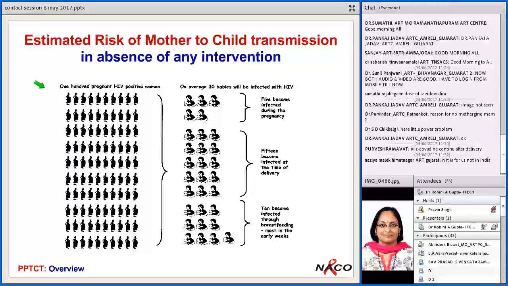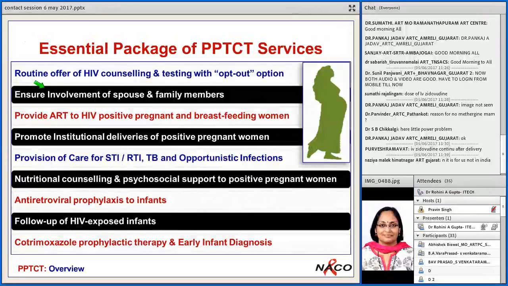So these are the reasons why we insist that it should be an institutional delivery, so that the baby can be given ARV prophylaxis, because the highest risk is during delivery. ARV prophylaxis given to the baby is very important, and this is the reason. The reason for giving it for 6 weeks is to cover this risk which occurs during delivery.